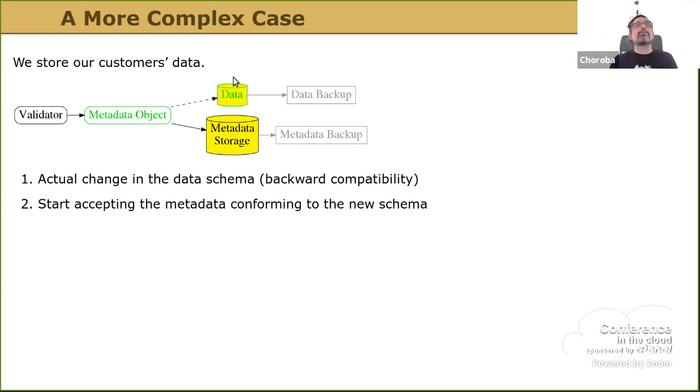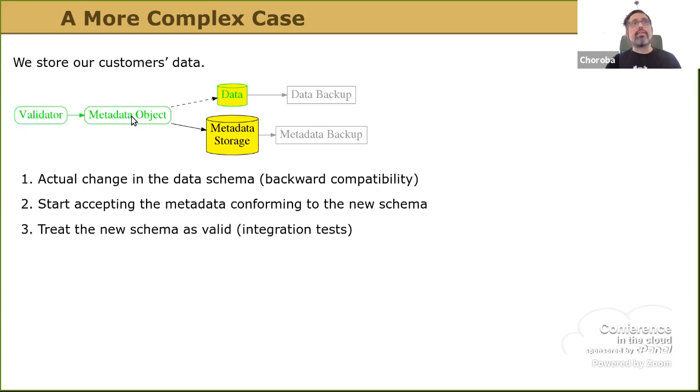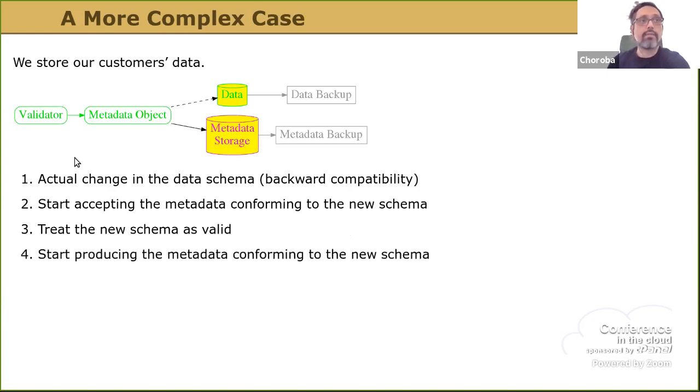Another code change and release is we start accepting the metadata conforming to the new schema in the object, but still no one produces these objects, or these structures. So it's okay for us. Nothing happens. Then we have to update the validator to treat the new schema as valid. This is needed for integration tests of the next step to pass, because in the next step, we'll start producing the metadata conforming to the new schema, actually.